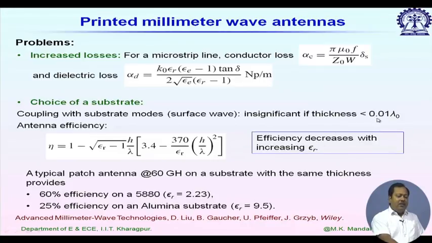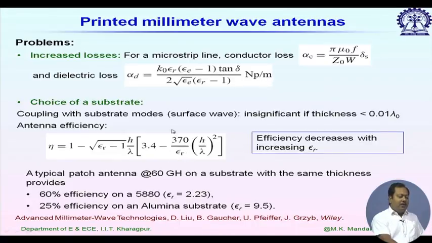Now, if I consider a frequency of 60 gigahertz, lambda is 5 millimeter. So, 0.01 lambda naught is too small, too thin. Most substrates will be thicker than this, and we can't avoid the effect of surface wave generation. Antenna efficiency, considering the effect of surface wave, can be given by eta equal to 1 minus square root of epsilon r minus 1 into h by lambda, where h represents the thickness of the substrate. You see it is a function of h by lambda, so thickness with respect to the wavelength or operating frequency, and one more epsilon r term is here.